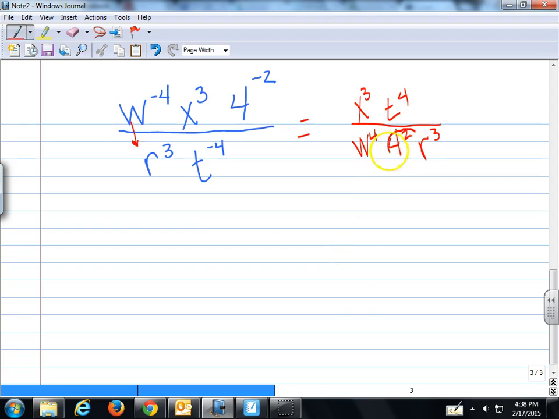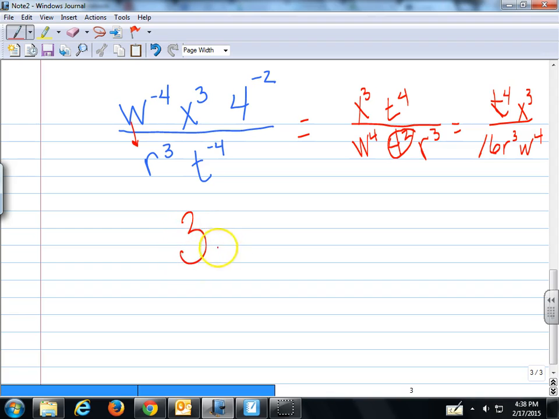The only thing left then to simplify this would be to make that a 16. And we often do them alphabetically. Whoops, sorry. So t to the fourth, x to the cubed, over 16, r cubed, w to the fourth. If you couldn't do this on your own, we've got to talk about that. So please bring it up and let's review.